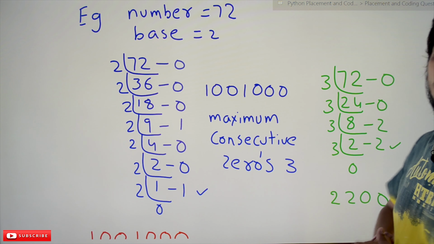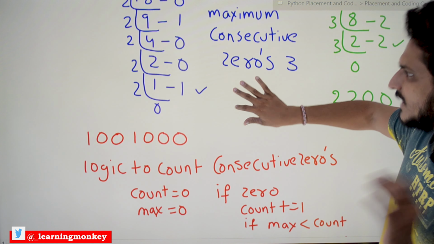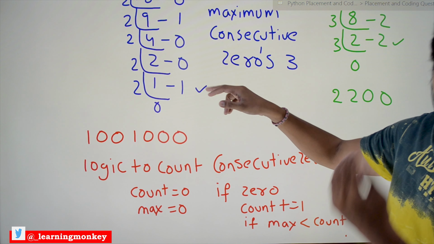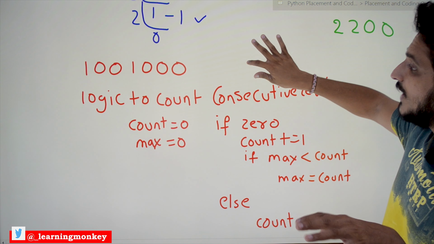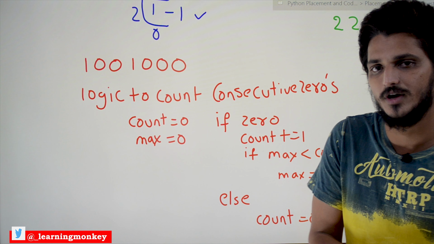You try to solve it on your own, then check for the solution. Coming to the solution part. We are not explaining how to write the logic for conversion of this decimal number to any base, so please check our Python playlist. We are explaining the logic, how to identify the consecutive zeros count.